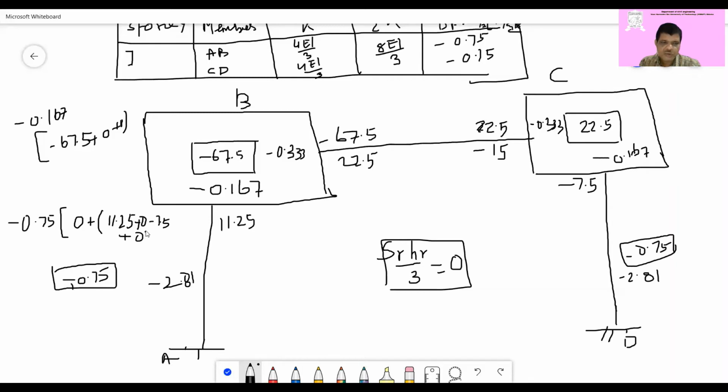Okay. So if you calculate this, this comes out to be minus 2.81. Because here minus 7.5 is the same, it will also be minus 2.81. Now we understood in the first cycle how the values are obtained. Similarly, now we'll go to the second cycle of this.